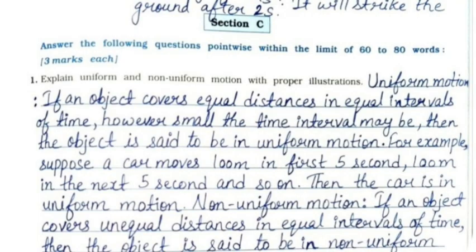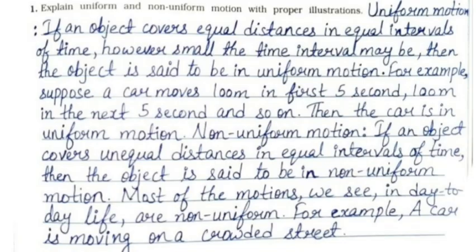Now section C, answer the following questions pointwise. For that, first one is explain uniform and non-uniform motion with proper illustrations. Uniform motion: If an object covers equal distances in equal intervals of time, however small the time interval may be, then the object is said to be in uniform motion.